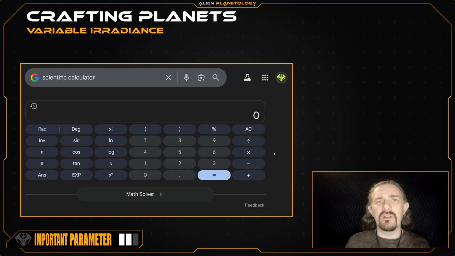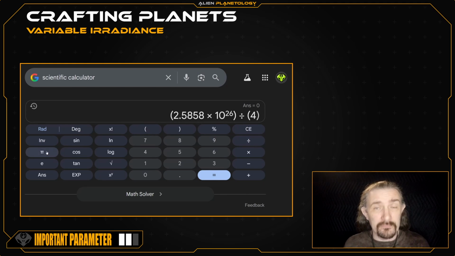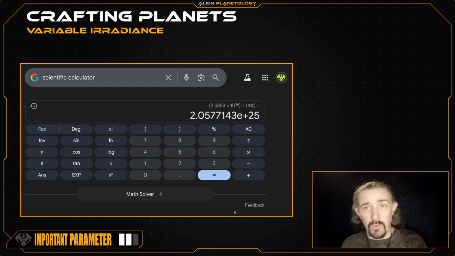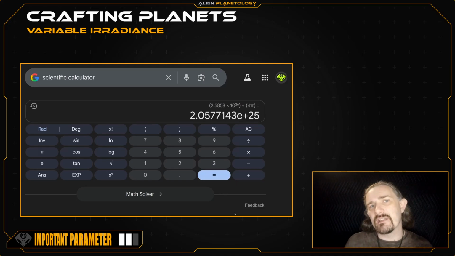The way I'm going to do this is start by entering my star's luminosity in parentheses. Then divide by 4 pi, also in parentheses. Then press equals. I've done this to add this part of the equation to the calculator's history. So now I can easily recall this number for the second equation and save myself some effort. When I have the number, all I have to do is divide it by the distance squared.